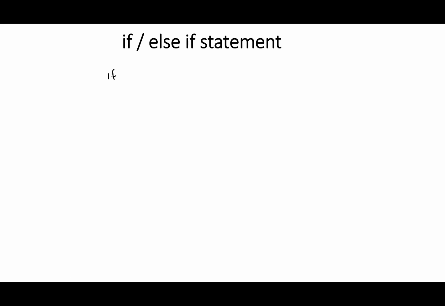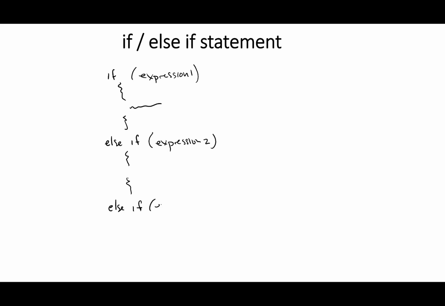So let's say we have an if statement. We have some expression that we're testing. I'm just going to put expression 1, and this is the block of code that's executed if this expression is true. And then we can have an else if. This would have an expression that we're testing, so this would be expression 2. We have what goes inside of that. We can have another else if, so this would be expression 3, and whatever's in that. And we can have as many of these as we want.